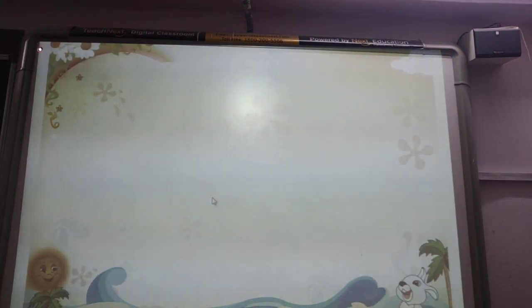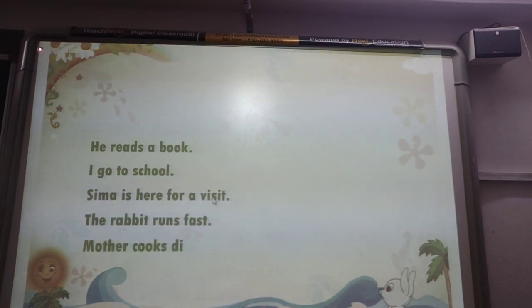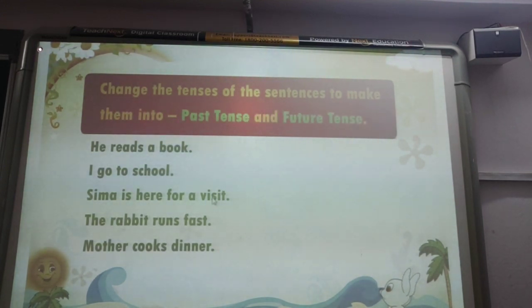That was interesting. Let us have some fun. Look at the sentences. They are in the present tense. Change the tenses of the sentences to make them into past tense and future tense.